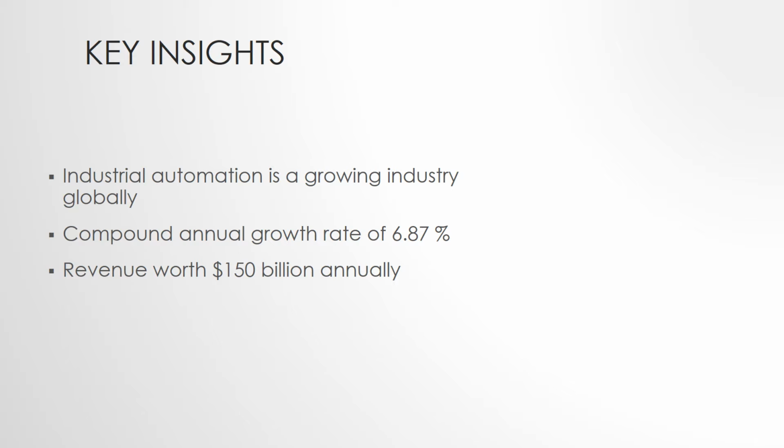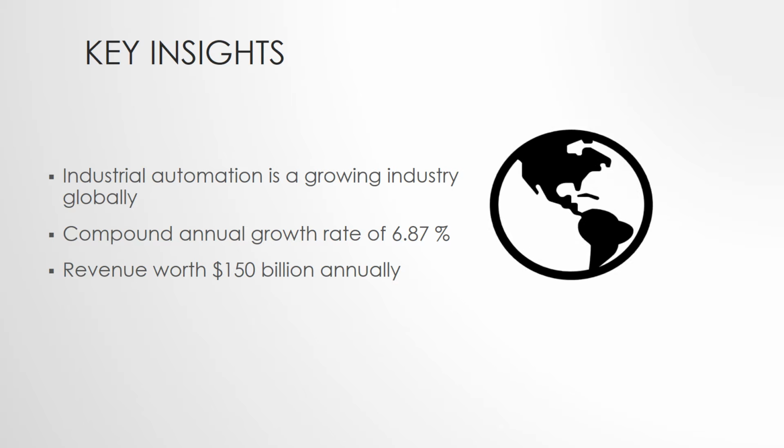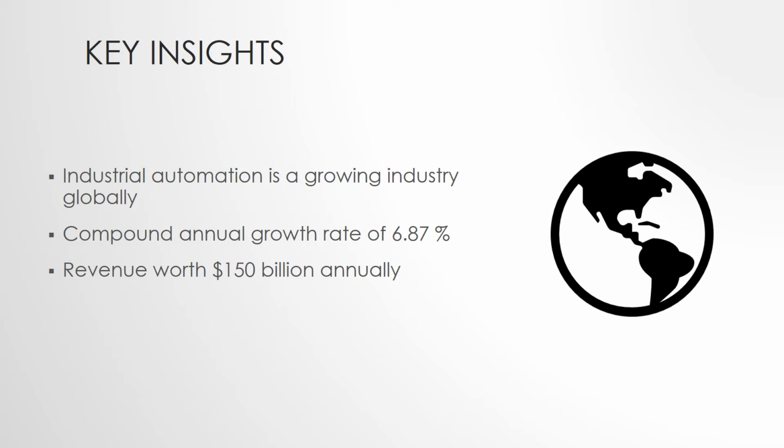Key insights. Industrial automation is a growing industry worldwide. According to Sandler Research, the global market for industrial automation is growing at a compound annual growth rate of 6.87% through 2018. The end market value of industrial automation in terms of revenue is worth more than $150 billion annually, divided almost evenly between factory automation and process automation.